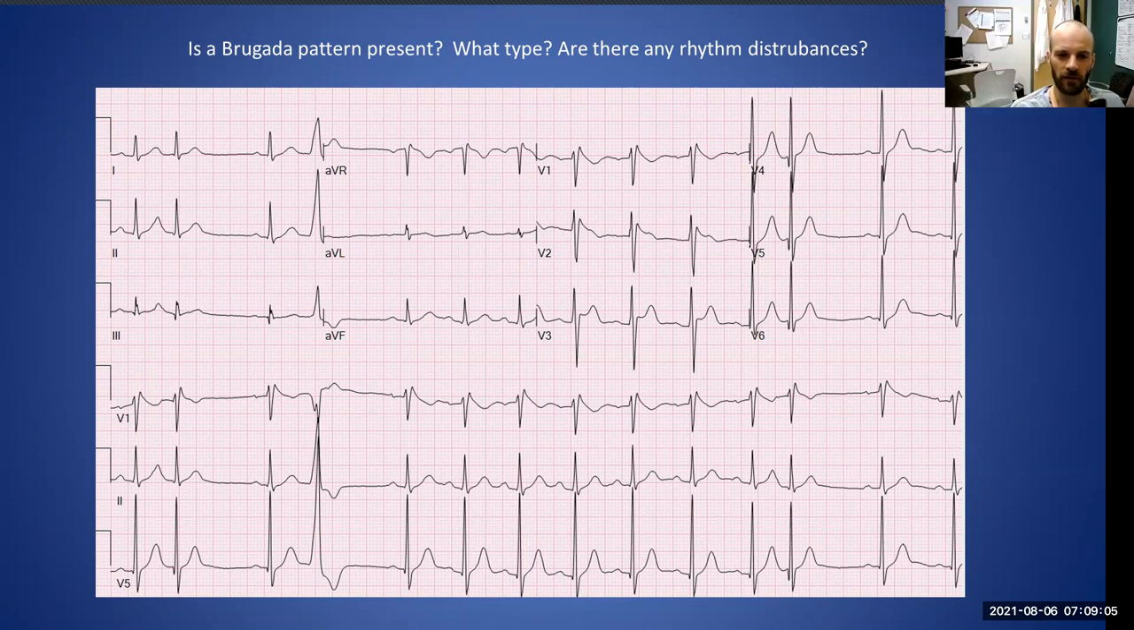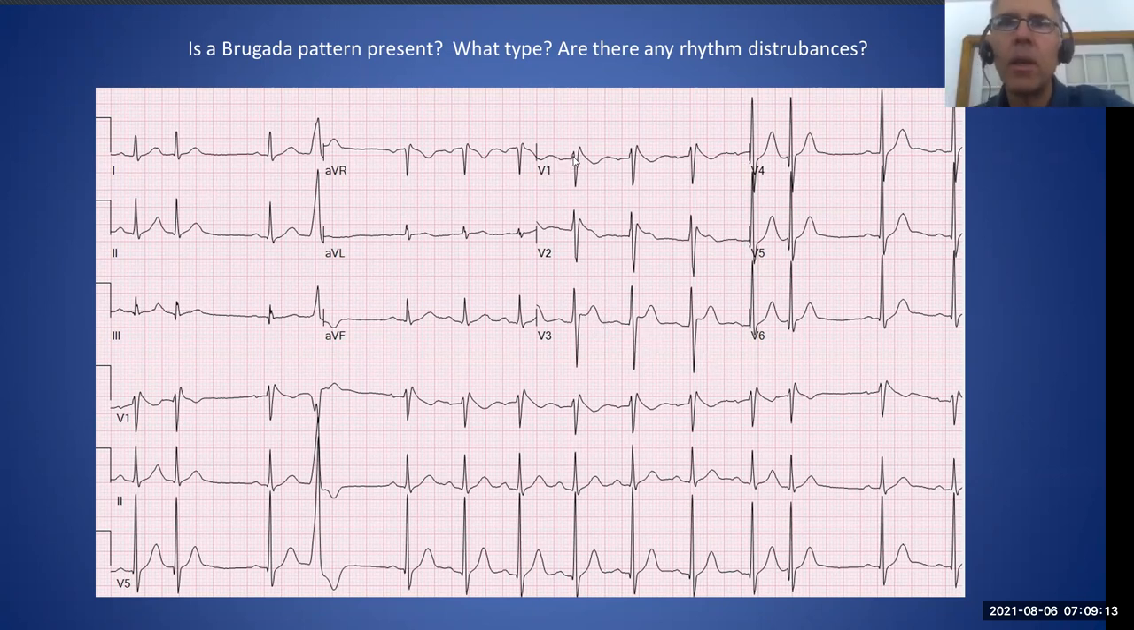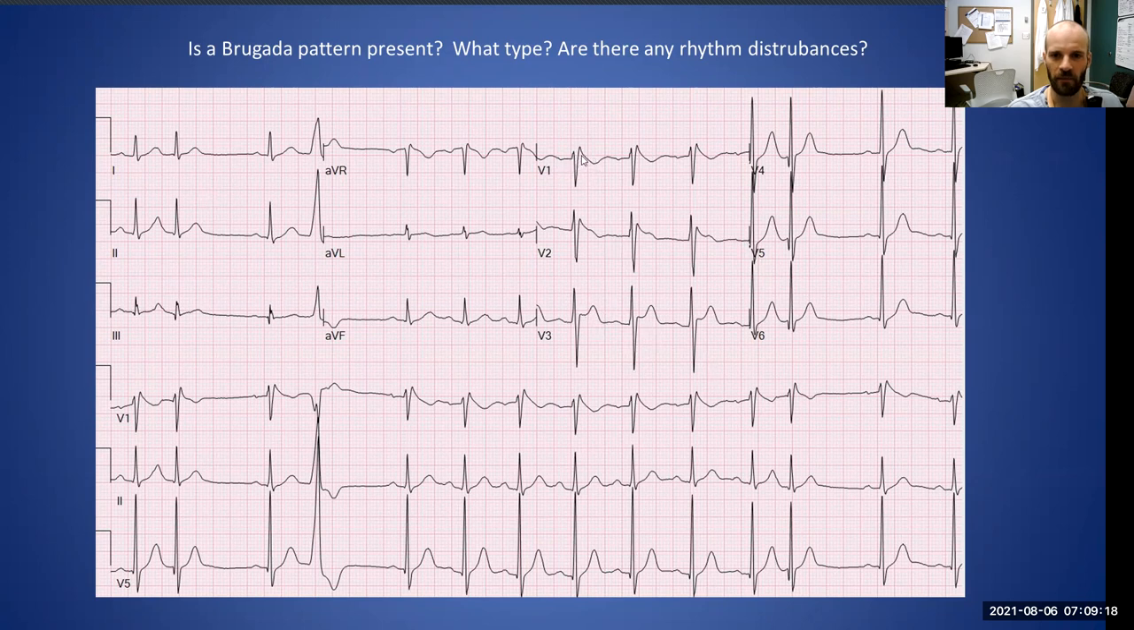I think some of those things I'd certainly agree with. I'd agree that we've got a type 2 Brugada pattern present here in V3. It looks like a right bundle branch pattern, doesn't it? But this tail end is particularly broad and it looks like a type 2 Brugada pattern here. So yeah, I'd certainly agree with that. I'd certainly agree with the fact that you've got a PVC here.